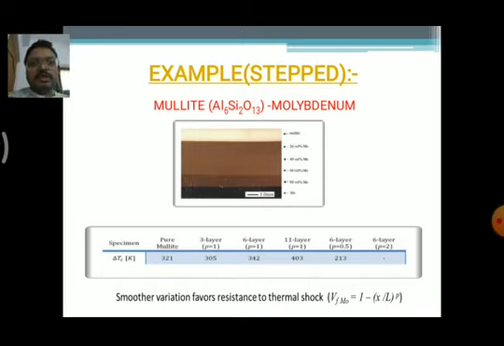That is the molybdenum phase observed in the stepped gradient of the FGM. So here the smoother variation favors resistance to thermal shock. This is the basic formula for the stepped gradient. So when we are furnishing the different types of layers in the molybdenum structure or in the stepped gradient, we are taking this as the basic formula.